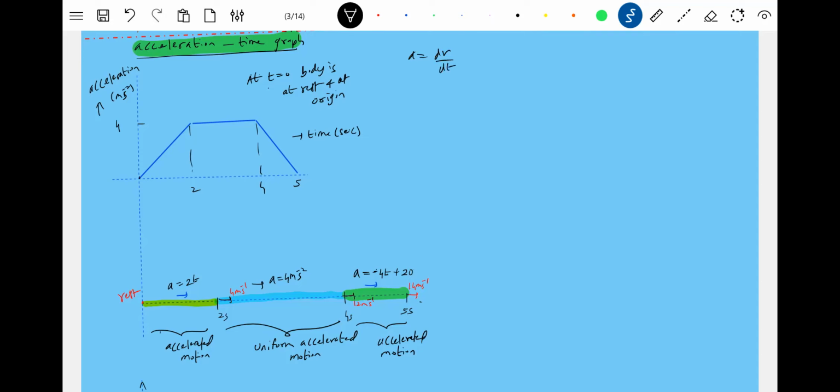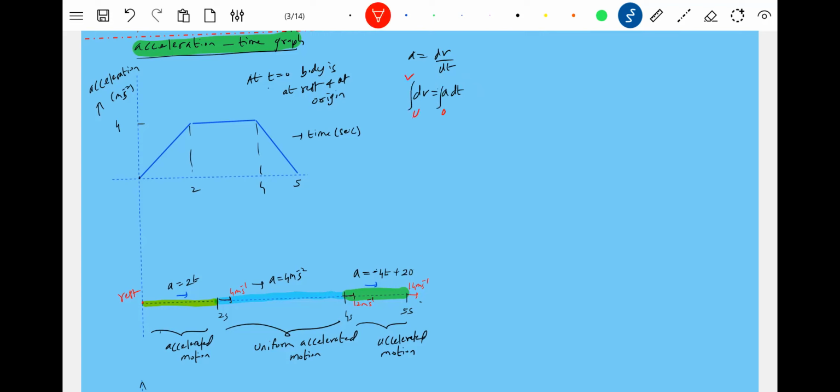dv by dt. This further dv, we can write it as further this dv into dt. Now, let me go for integration.